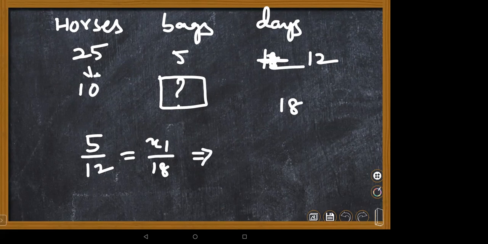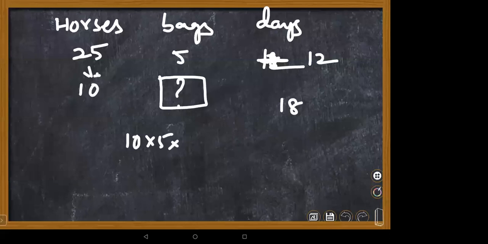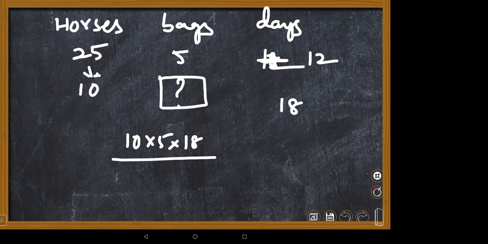7.5? No. That's why it is a little tricky question. It is 12x equals 90 something. What value will you get? You are trying. It will be 10 into 5 into 18, divided by 25 into 12. Correct. Come on, please simplify. Ma'am, I did it. Ma'am, it is 900 by 300.